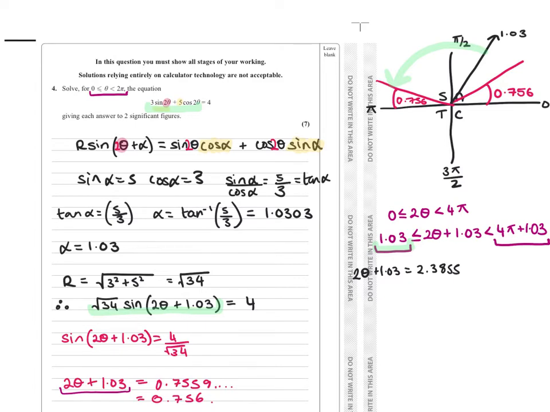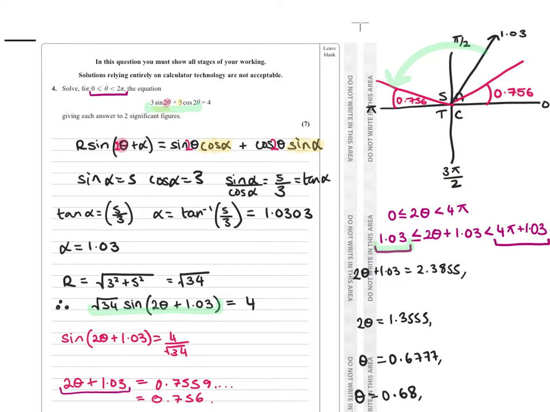2.3855. Now, it very clearly says that we want it to 2 significant figures at the end. And, you know, in terms of rounding errors and consistencies, what I'm going to do now is keep going to find theta. So I know then that 2 theta is 2.3855 minus 1.03, which is 1.355, and theta is then divide that by 2. So I'm going to get 0.6777. So my final answer, rounded to 2 significant figures, is 0.68. So there's my first solution.